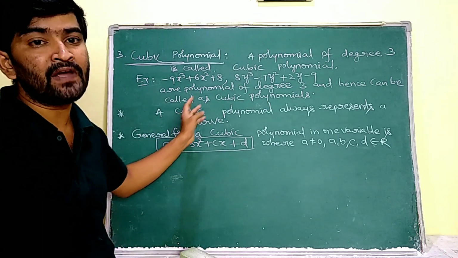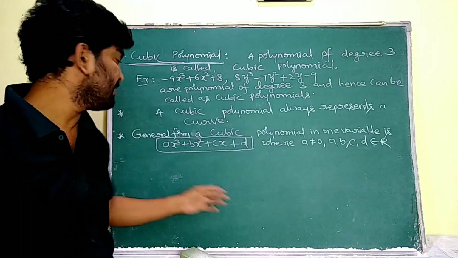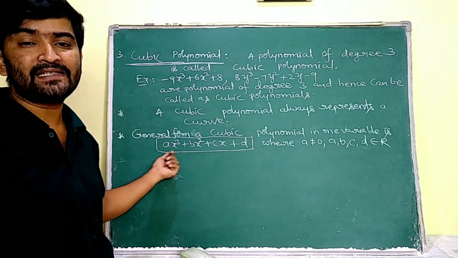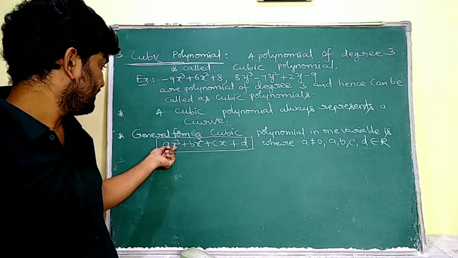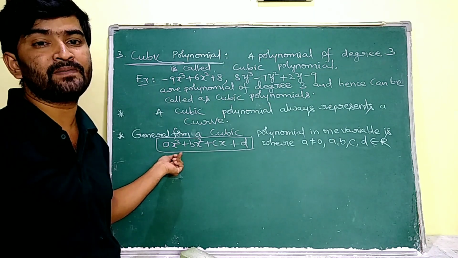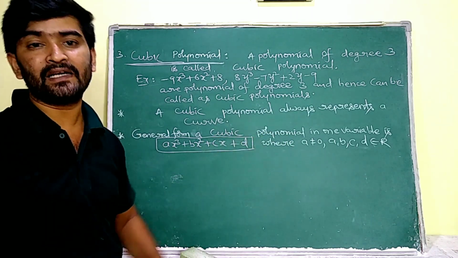Now the general form of a cubic polynomial in one variable is ax cube plus bx square plus cx plus d. As it is specifically about degree 3, the degree 3 term must not be 0. That means its coefficient must not be 0. So a not equal to 0, and a, b, c, d are real numbers.